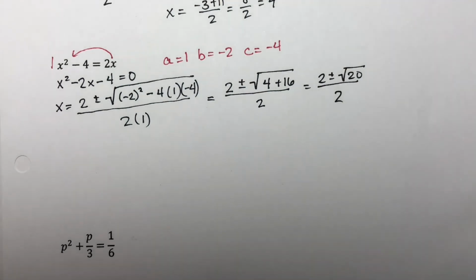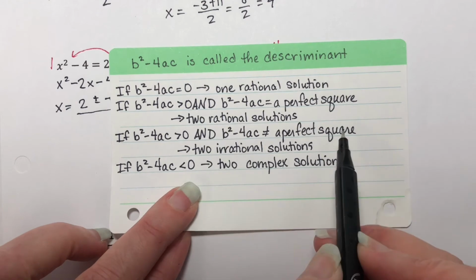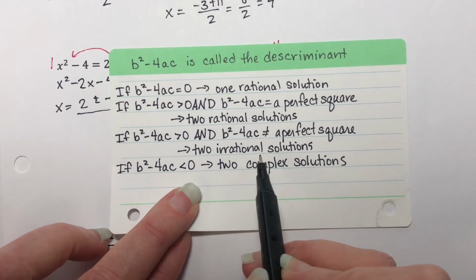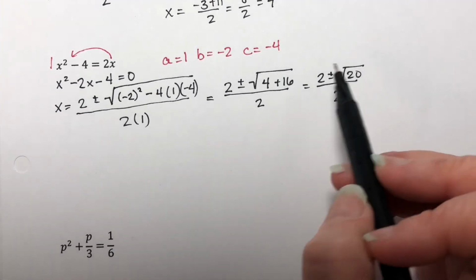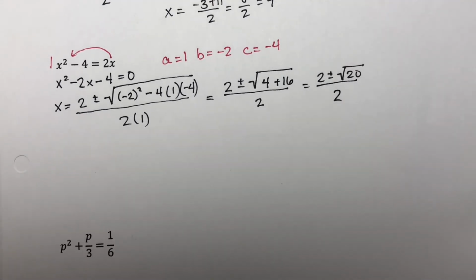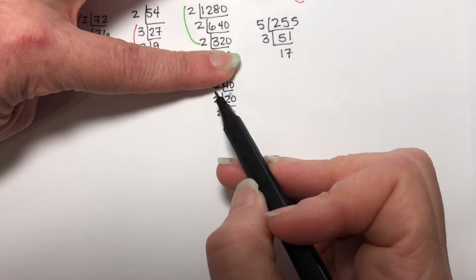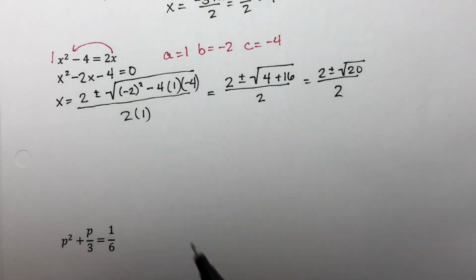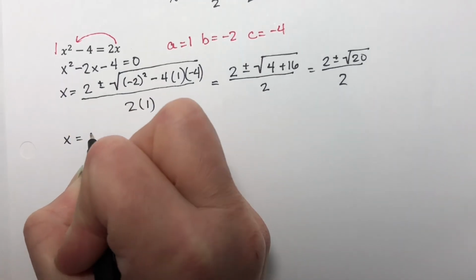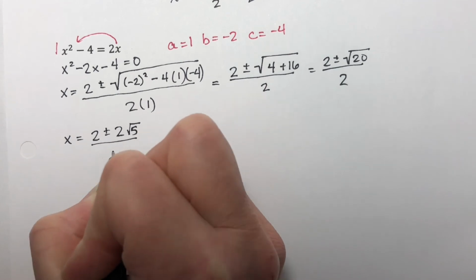Now, my discriminant is 20. 20 is a positive number, but it is not a perfect square. So we expect two irrational solutions. The square root of 20, we've done a couple of times, I believe. If you cover this part up, it's going to be 2 square roots of 5. So x is equal to 2 plus or minus 2 square root of 5 over 2.